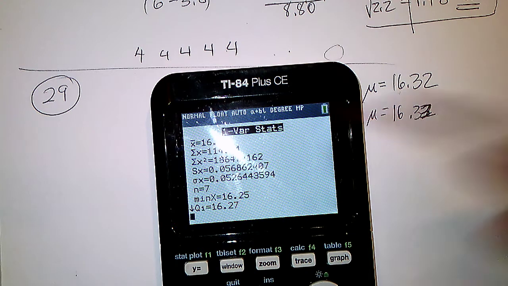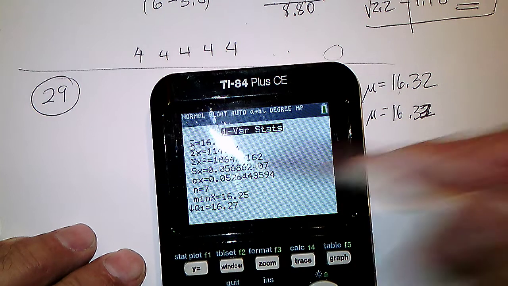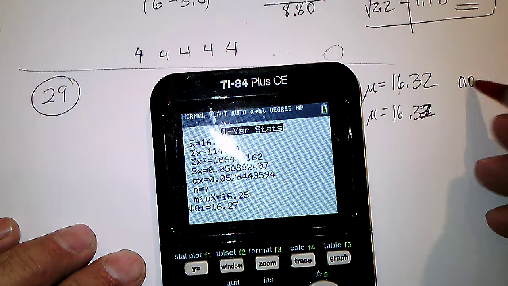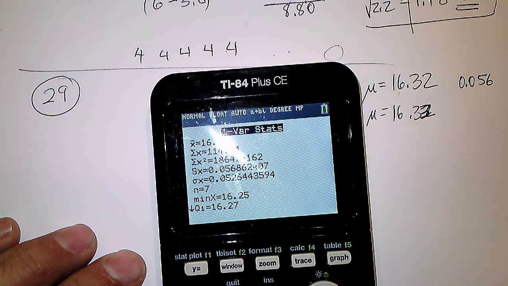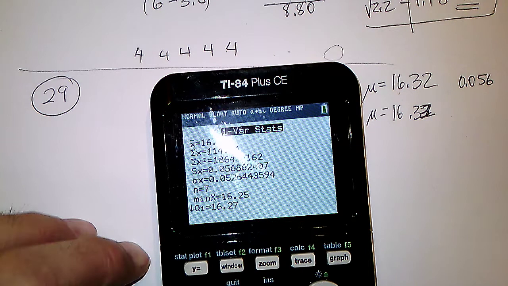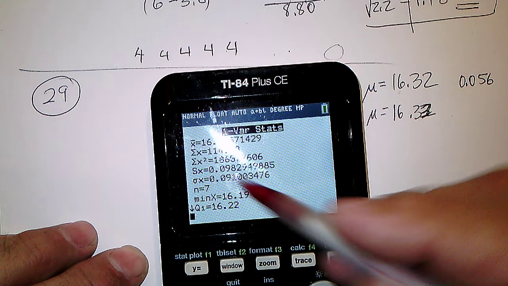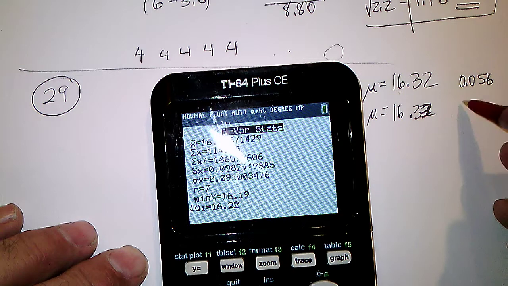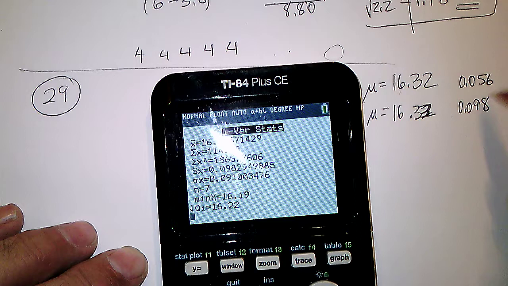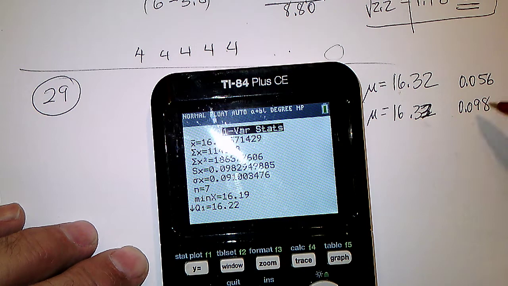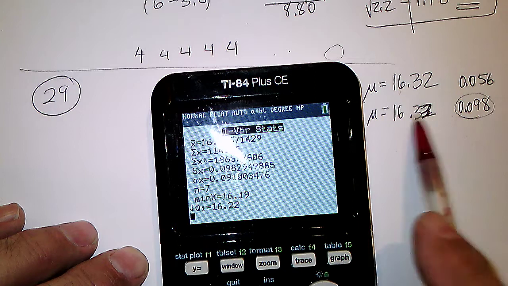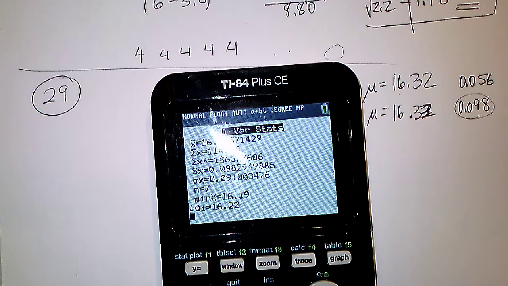Now, this first one, the standard deviation of the sample is 0.056. The standard deviation on the second one was 0.098. So this one, there's more variance. There's more spread in the answers. So it's more likely that these will go out beyond the specifications needed.